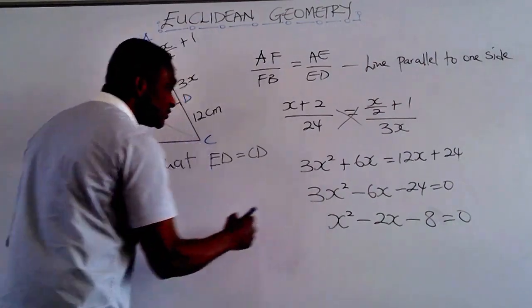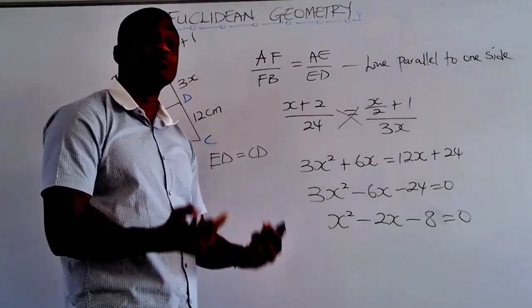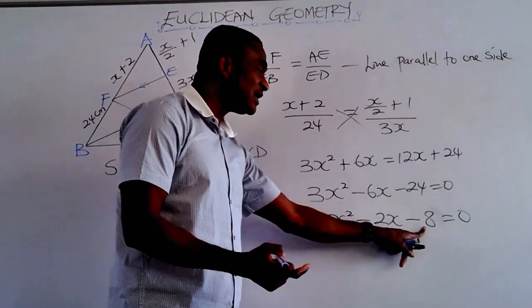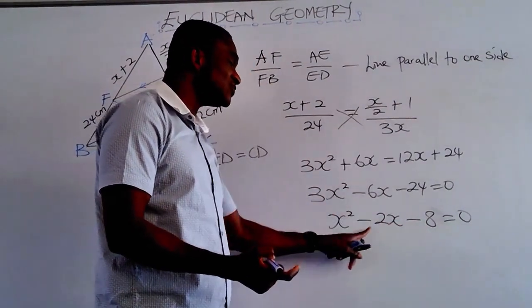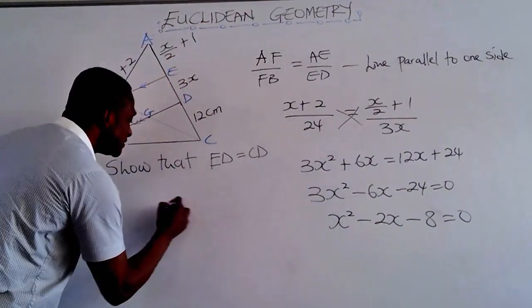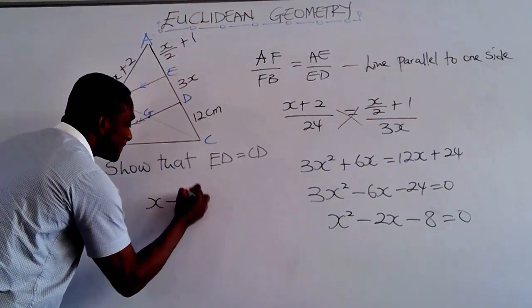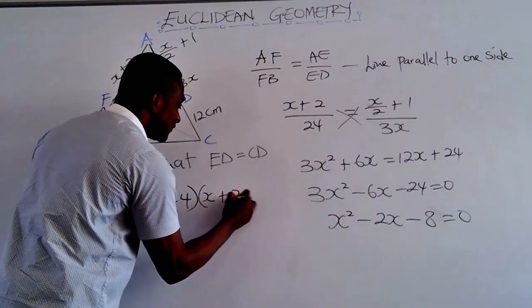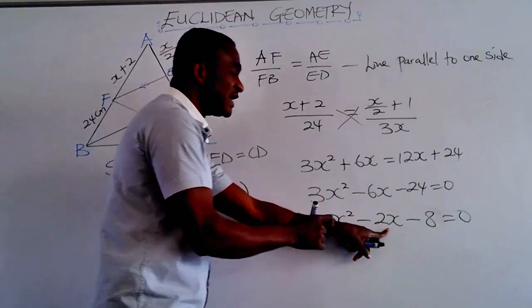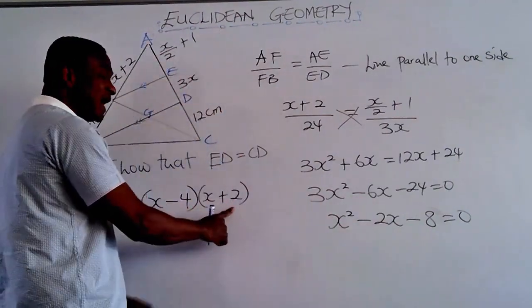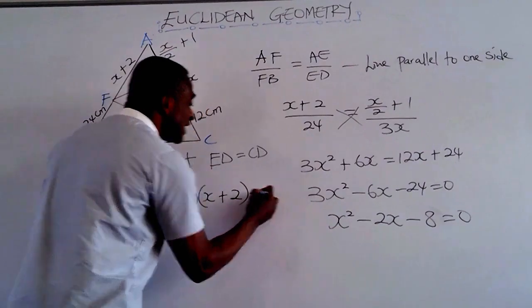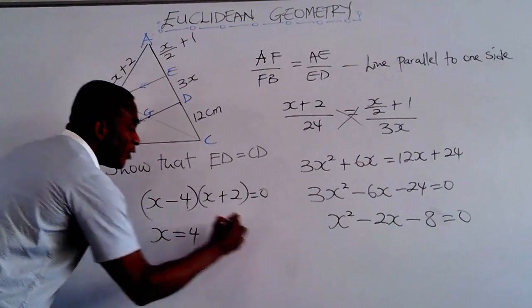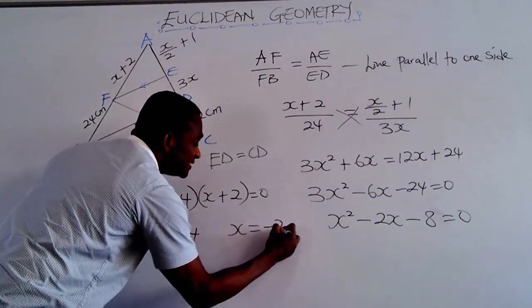This is factorization. We are looking at two numbers that multiply to give us the last number and add to give us the middle one. So let's look at negative 4 and positive 2. Negative 4 plus 2 will give us negative 2. Negative 4 times 2 will give us negative 8. So these are the factors. X will be equal to 4 or x will be equal to negative 2.